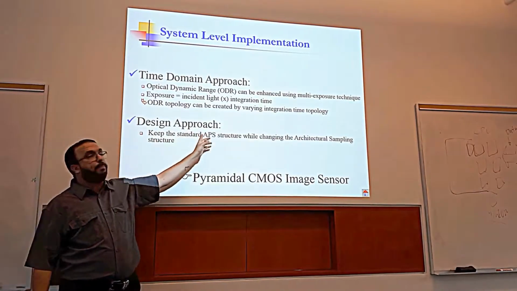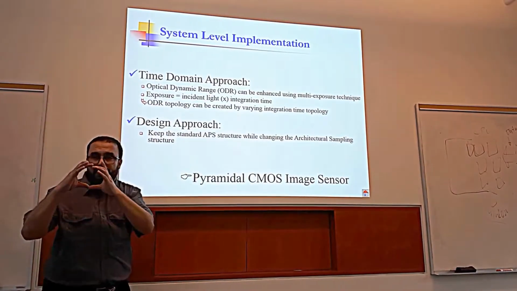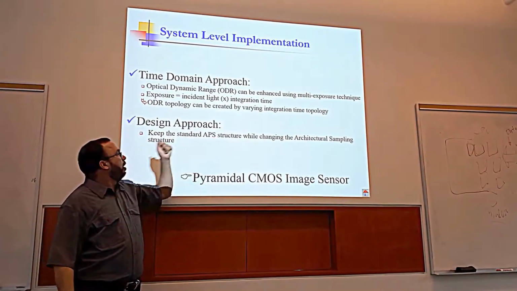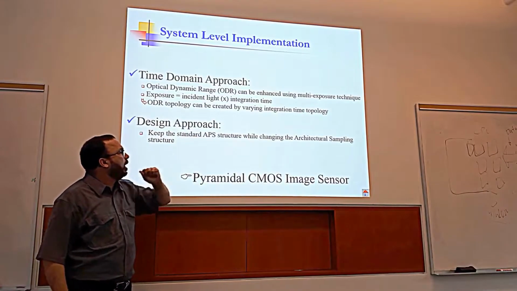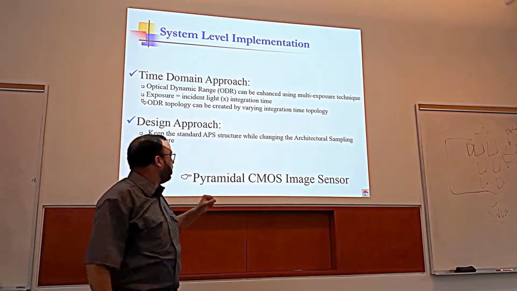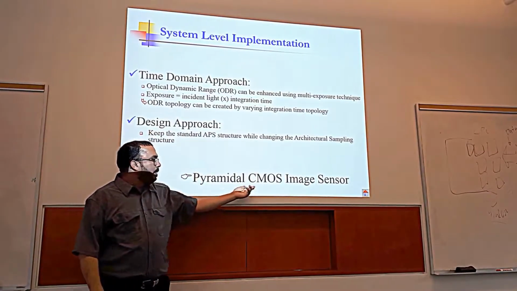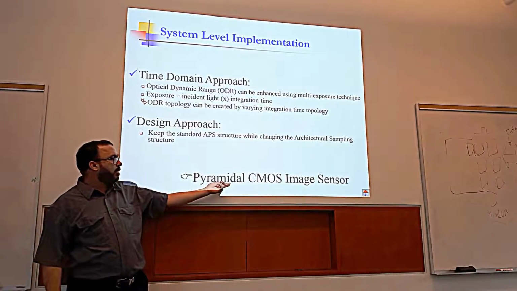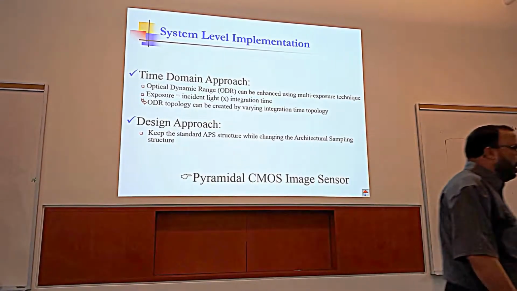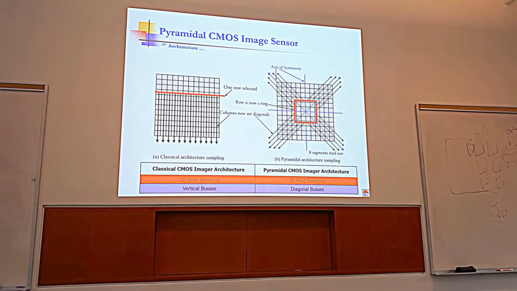So basically we keep the active pixel sensor, the circuit of the pixel, which is the standard CMOS image sensor pixel, while changing the global architecture, about how to sample. And for that we designed and fabricated this CMOS image sensor. We called it pyramidal, and you'll see in a second why we called it the pyramidal image sensor.